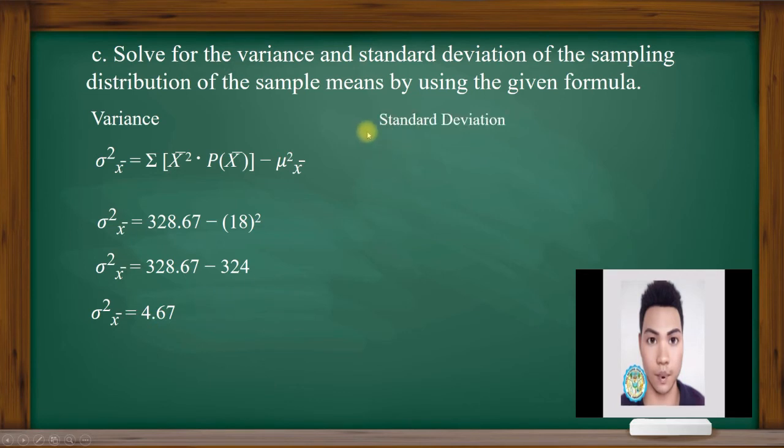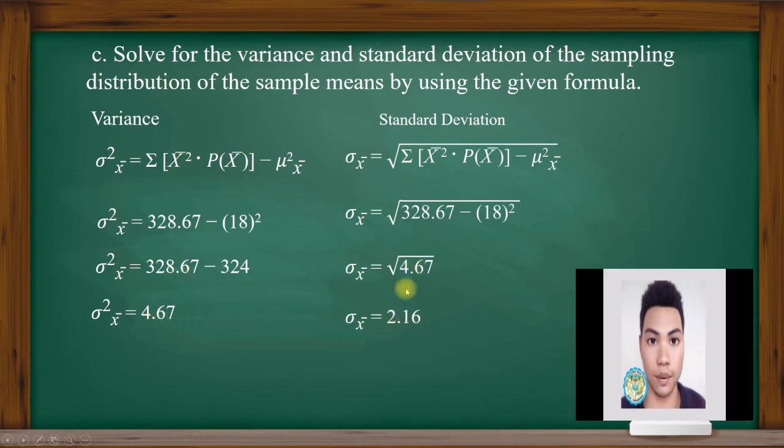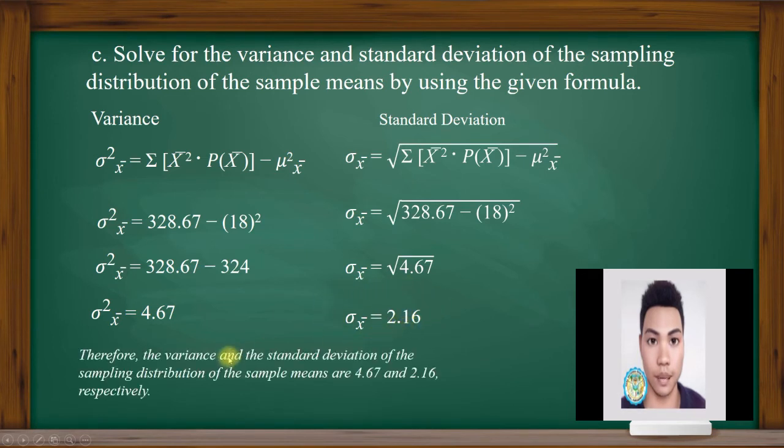And then doon naman sa standard deviation, ni-square root lang natin dito yung sa right side ng variance. Matatanggal yung square niya, lilipat natin magiging square root dito sa kabila. So, since nakuha natin ito, i-square root mo lang, then the square root of 4.67 is 2.16. So, the standard deviation of the sample means is 2.16. So, therefore, the variance and standard deviation of sampling distribution of the sample means are 4.67 and 2.16 respectively.